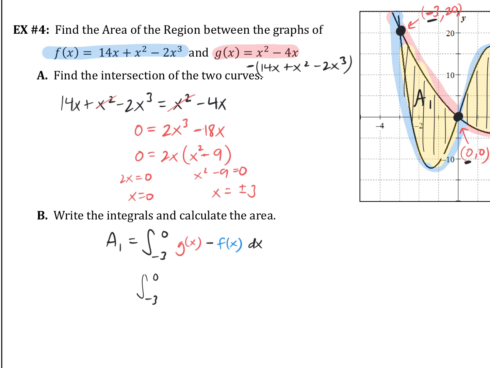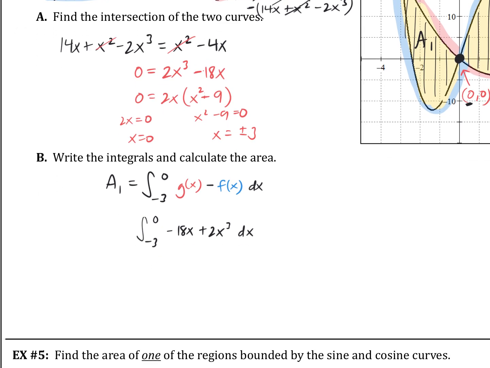I'm going to end up with, let's see, x squared minus x squared, that goes away, right? And then I've got a -4x minus 14x, which would be -18x. So those are gone, and then I've got 0 minus a -2x to the third, so that's going to be plus 2x to the third. Okay. Okay with that subtraction there? Okay, and then we can go ahead and integrate this.